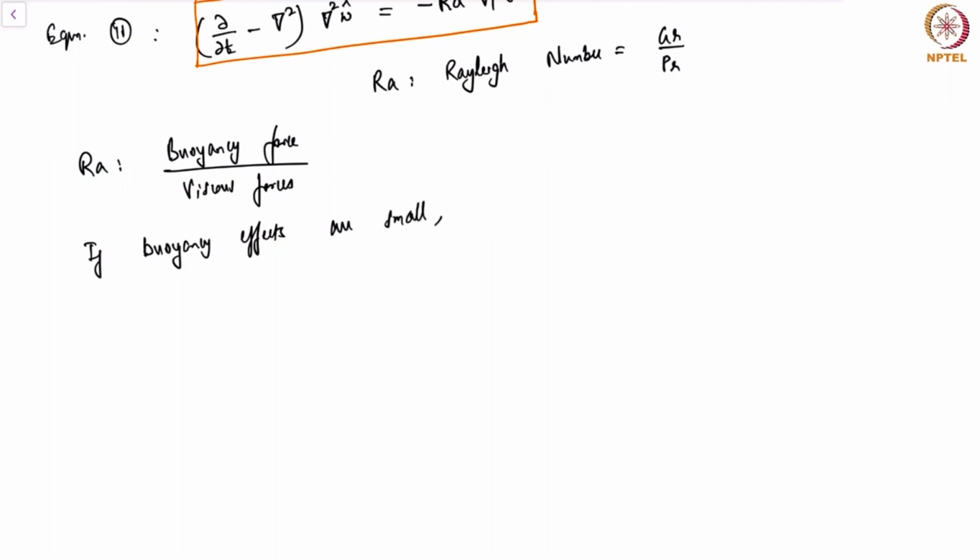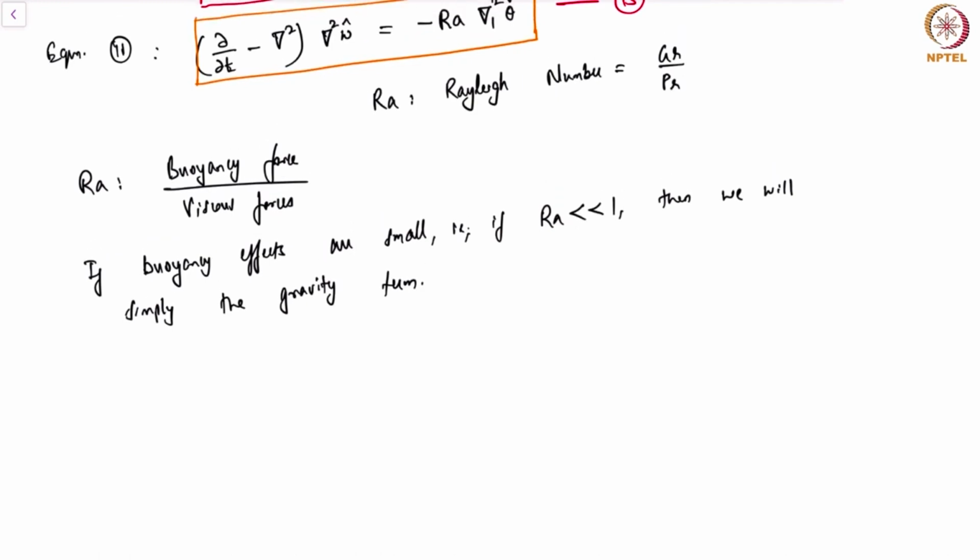okay, so how do we know this? Then, that is, if Ra, the Rayleigh number, is much smaller than 1, then we will simply ignore this term, ignore the gravity term. So what I'm essentially stating is that we will consider a situation where the Rayleigh number is very small.